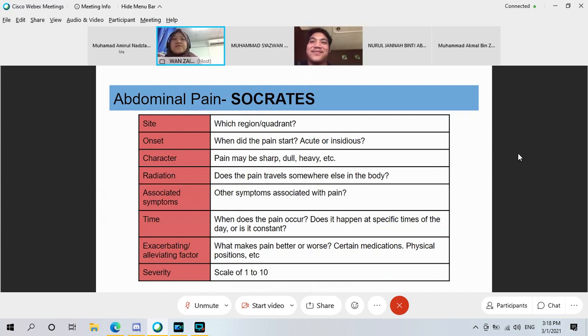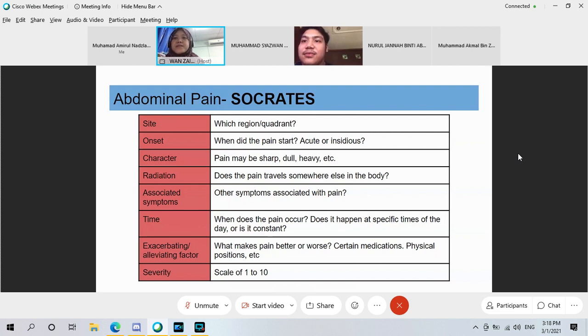Okay. Right. So, character. The most important thing is the character of the pain. So, sharp, dull, heavy. What does that mean? How is heavy like? Heavy, like crushing, right? Like there is pressure. Okay. So, the characteristic of pain will determine the origin of the pathology.